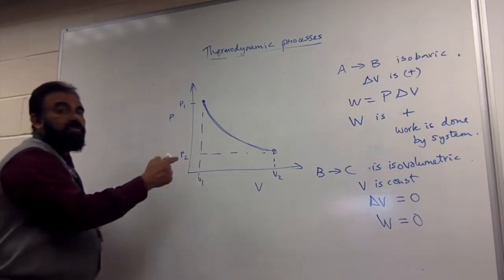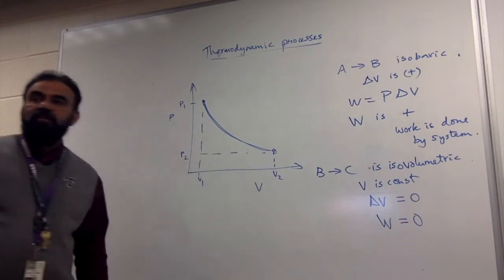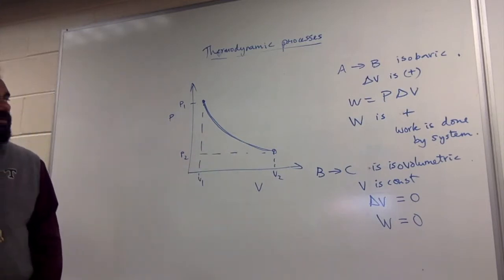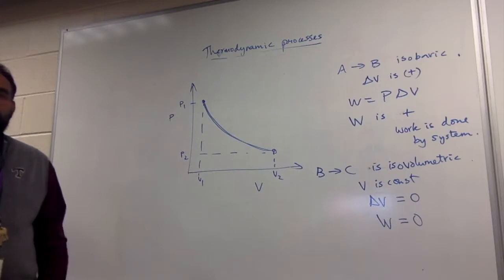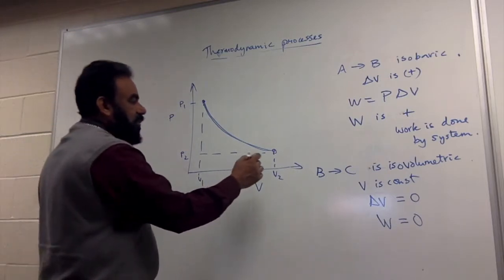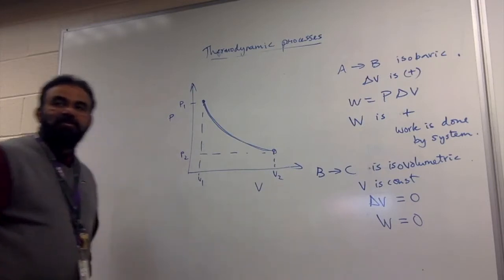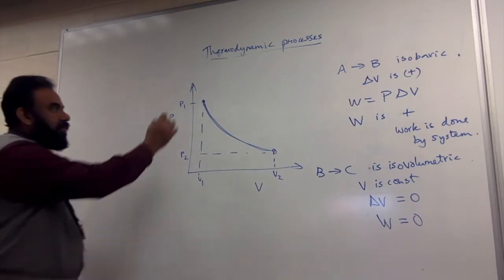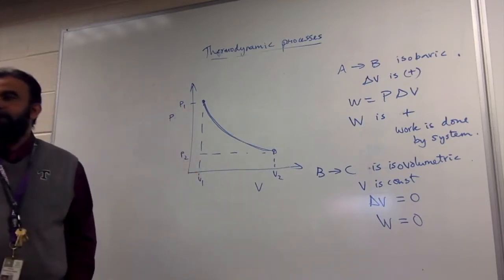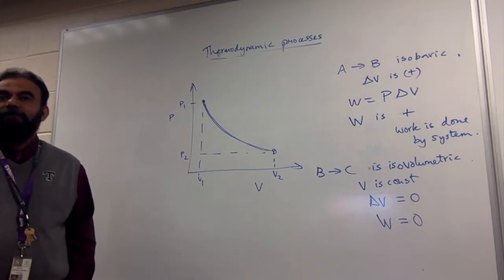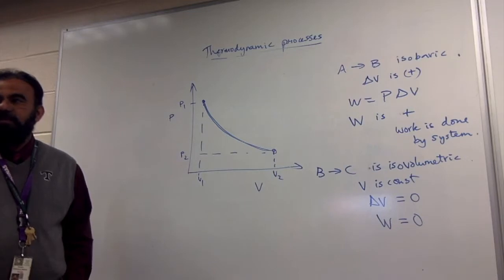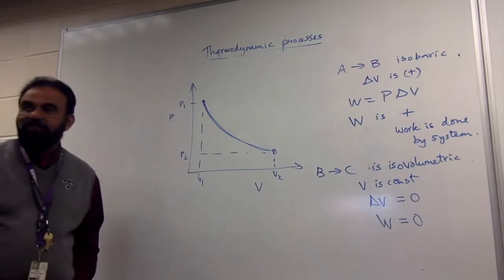That line is called an isothermal. What do you mean by isothermal? Constant temperature. If the temperature is constant, what's the relationship between P and V? Inverse. What law is that, Nick?